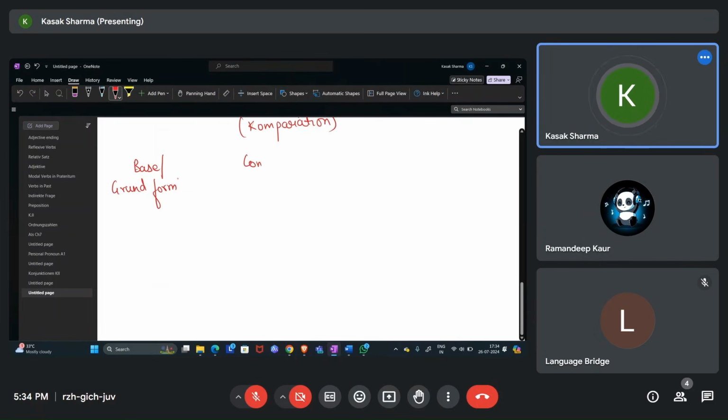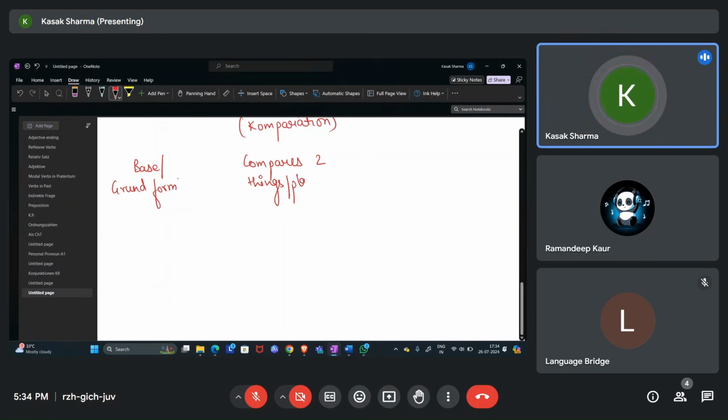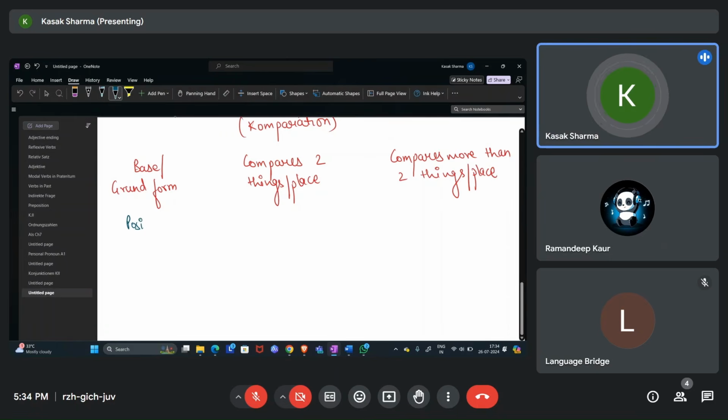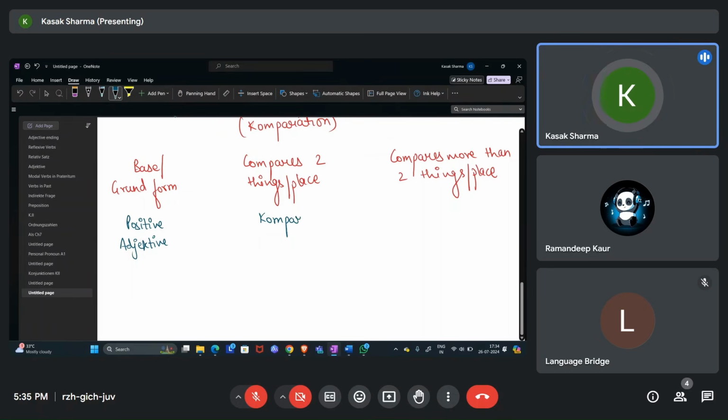Here we have the comparison of two things or places, and here we compare more than two things or places. So here we have the positive adjective, and here the comparative form, when we compare two things. How do we make the comparative? We take the adjective and then we add an -er.